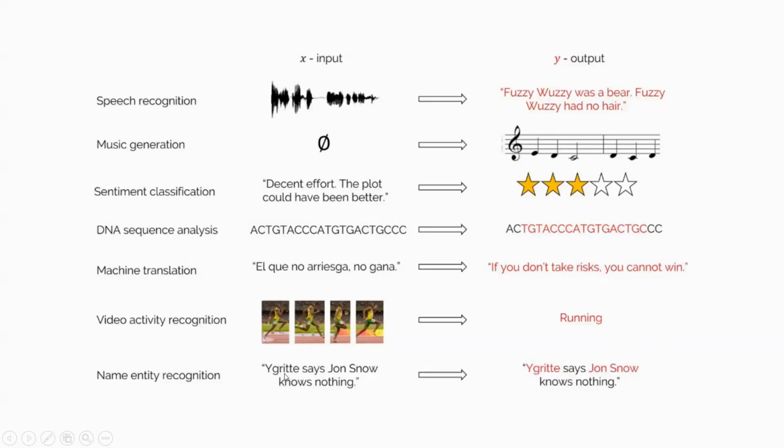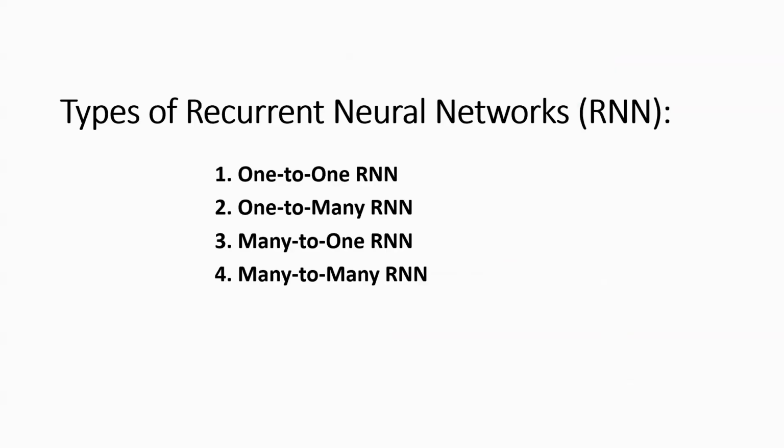like "I get three, Egatrid says John Snow." So both are names, and we identify the names. Like that, we use the RNN feature. Okay, so now the types of RNN, recurrent neural networks.